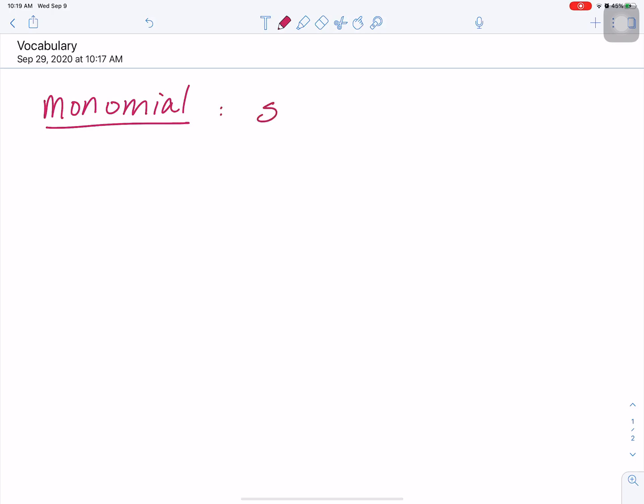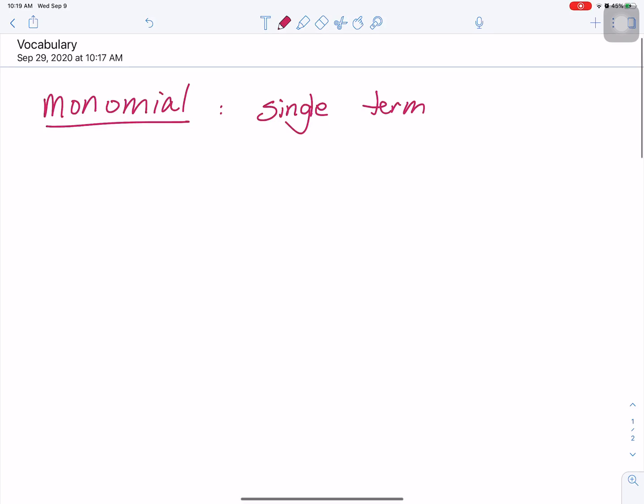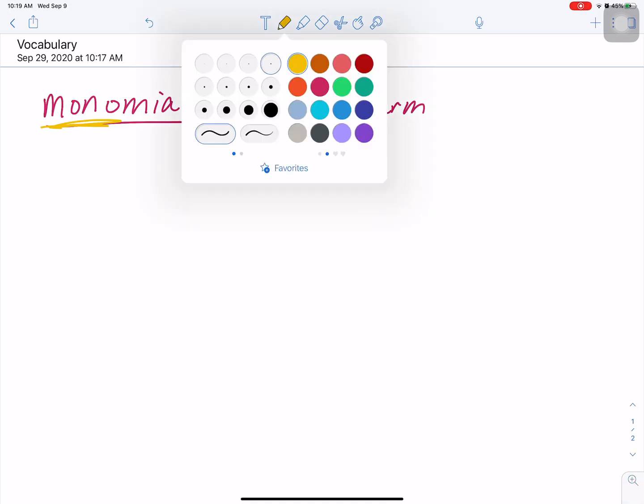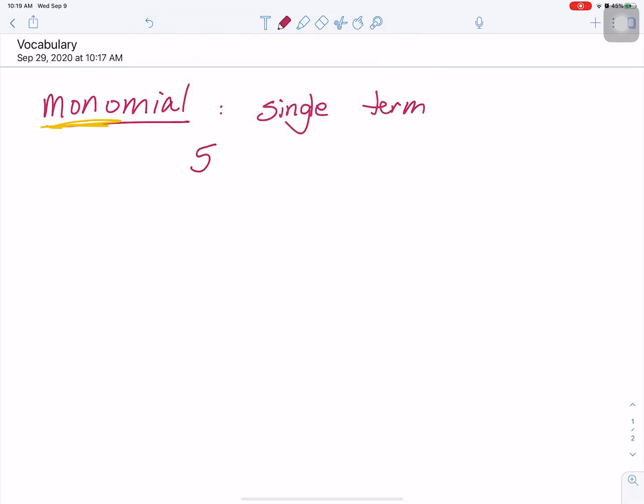Monomial is a single term. It's coming from that prefix mono, which means one. An example would be 5x is a monomial, 9 is a monomial. So just one term. And that's really important as we start working through our different pieces. You need to be able to say if it's a monomial or if it's something else. So right now we just have the one.